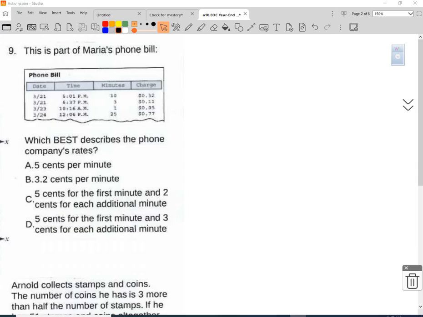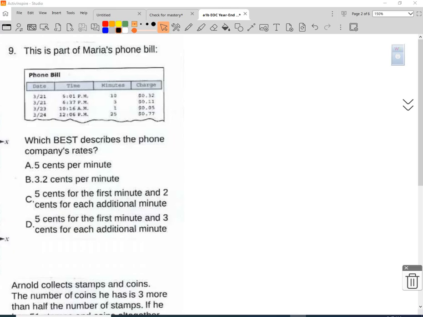So, looking at them, the very first line says that she talks for 10 minutes and it costs her 32 cents. So A is 5 cents per minute. Well, if she talks for 10 minutes at 5 cents per minute, that would be a 50-cent charge, right? So it can't be A. Would we agree? All right. B says 3.2 cents per minute. You look at that first charge. If she talks for 10 minutes, they charge her 32 cents. 32 cents divided by 10 would be 3.2 cents per minute.